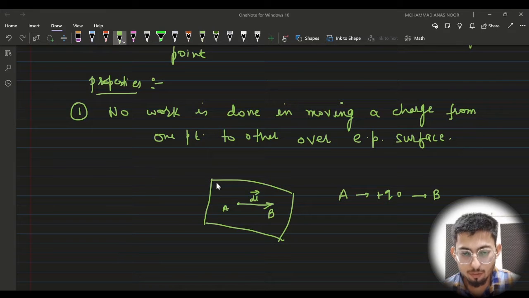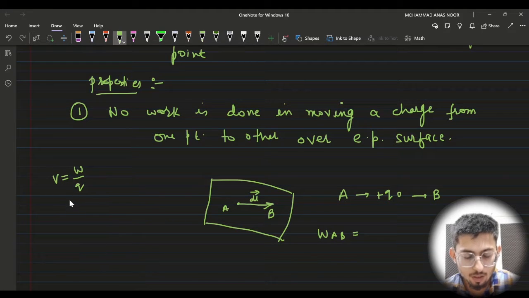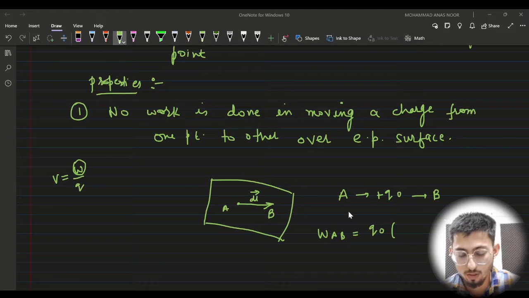then what would be the work done, WAB? So we did that relation earlier, V is W by Q, right? So what will be W then? Potential into charge that is being taken from one point to the other. Q0 is that charge multiplied by the potential difference between the 2 points, final minus initial, VB minus VA. This is the amount of work done.